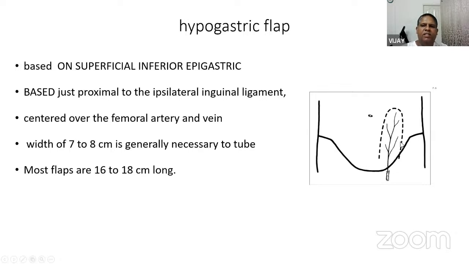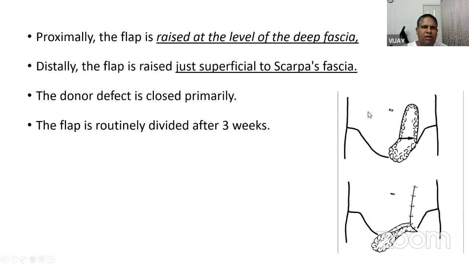The width is usually 7 to 8 centimeters. Most of the flaps reach up to the umbilicus, 16 to 18 centimeters long. Proximally, the flap is raised at the level of the deep fascia, and it is a little bit bulkier. Distally, it is raised just superficial to the Scarpa fascia, and it can be thin. The donor defect is primarily closed, and the flap is routinely divided after 3 weeks.